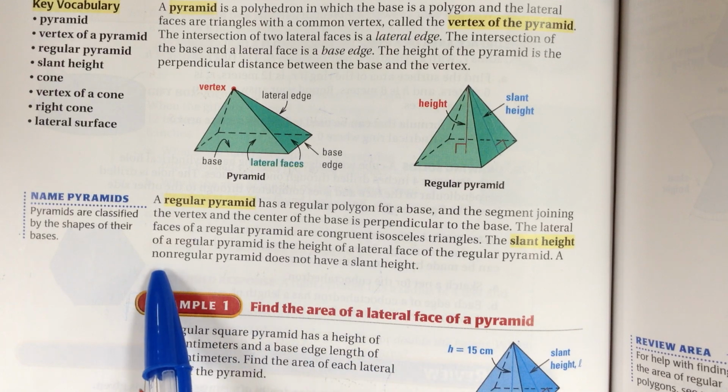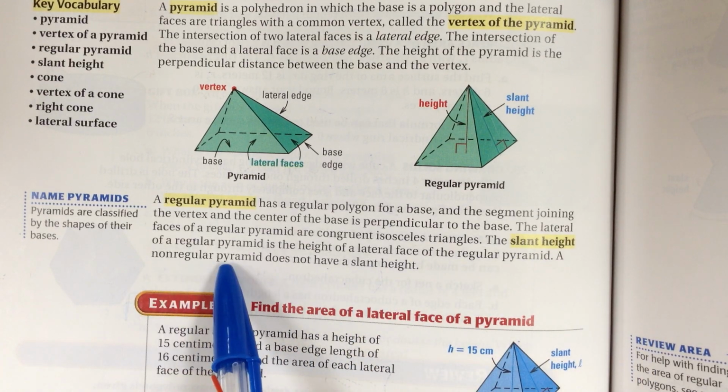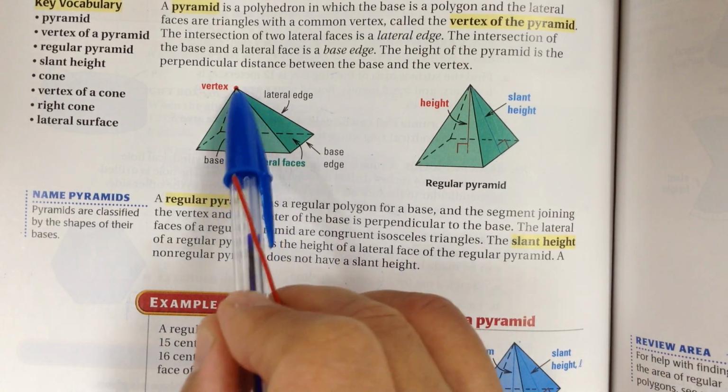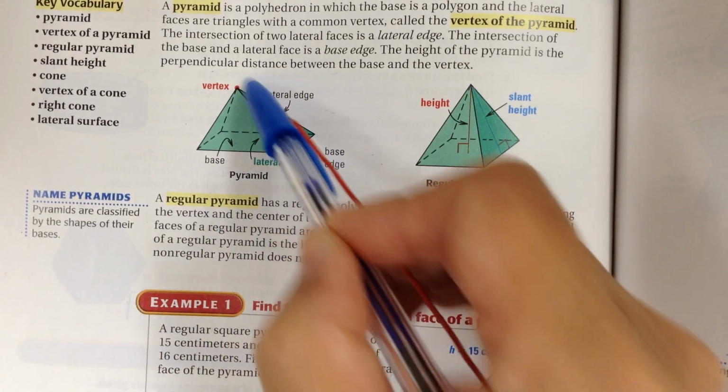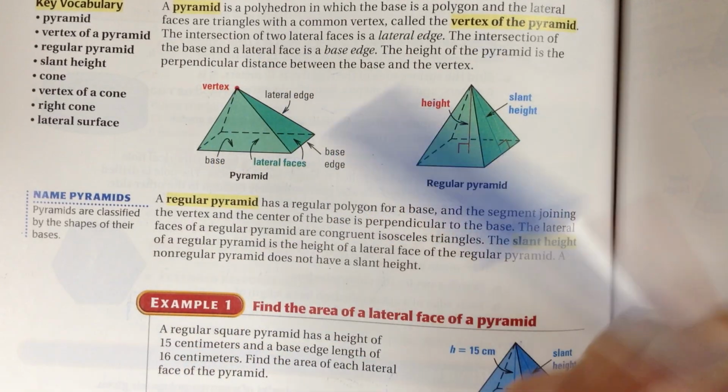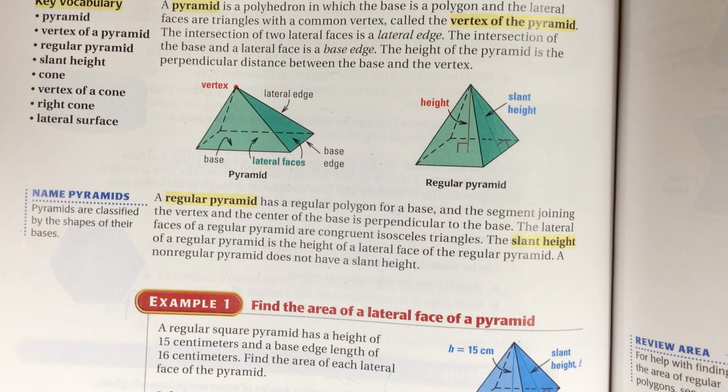A non-regular pyramid does not have a slant height, like this one over here. See, it's non-regular, so the height of each triangle is different. So you do not have a slant height.